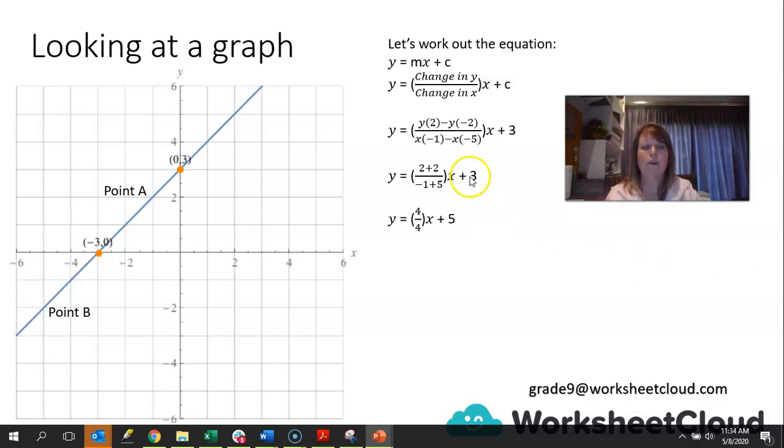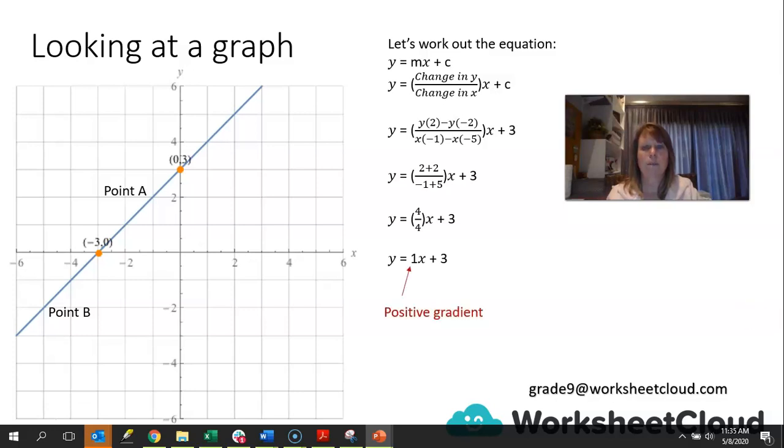Okay, we have got our x-intercept being 3. That's a mistake there. It's not 3. Let me just fix that very quickly for you. That's all fixed. We've now got 4 over 4x plus 3, and that will give us 4 over 4 is 1. So your formula is y is equal to 1x plus 3.